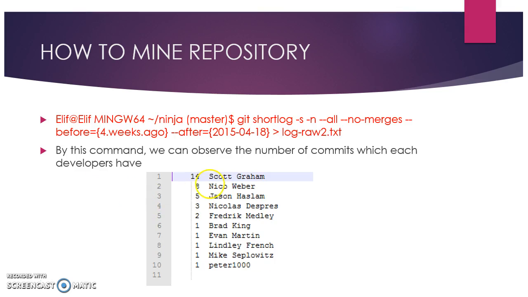We also used the git shortlog command, which shows us in this txt file all developers in the time range that we chose, and the developer number is 10 in our Ninja repository. It shows here the number of commits that Scott Graham has, 14, and Nico Weber has 8, for example. And this is in order, as you see, which is a really useful command.